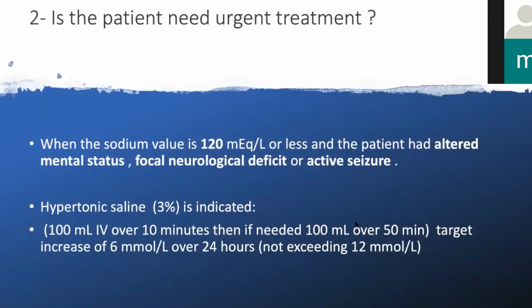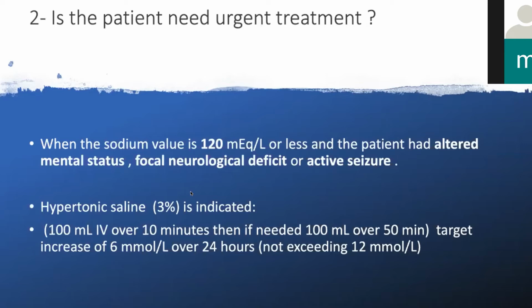So then, as we said, the second question is, does this patient need urgent treatment? As we know, hyponatremia can cause life-threatening complications such as altered mental status, a focal neurological deficit, or active seizure. So when does my hyponatremic patient require urgent treatment? If my patient's sodium level is less than 120 milliequivalent per liter, plus one of those three: either altered mental status, focal deficit, or active seizure.